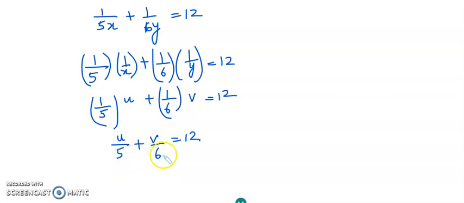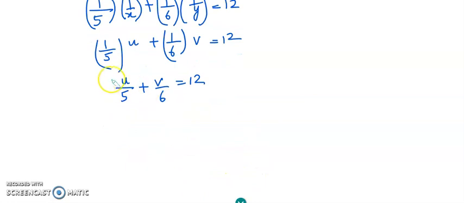Yes, it's 30. So can I say this 6 will get multiplied here and this 5 will get multiplied here? Or you can directly multiply the whole equation by the LCM, 30. So we'll say LCM is 30. So we are going to multiply the whole equation by 30.